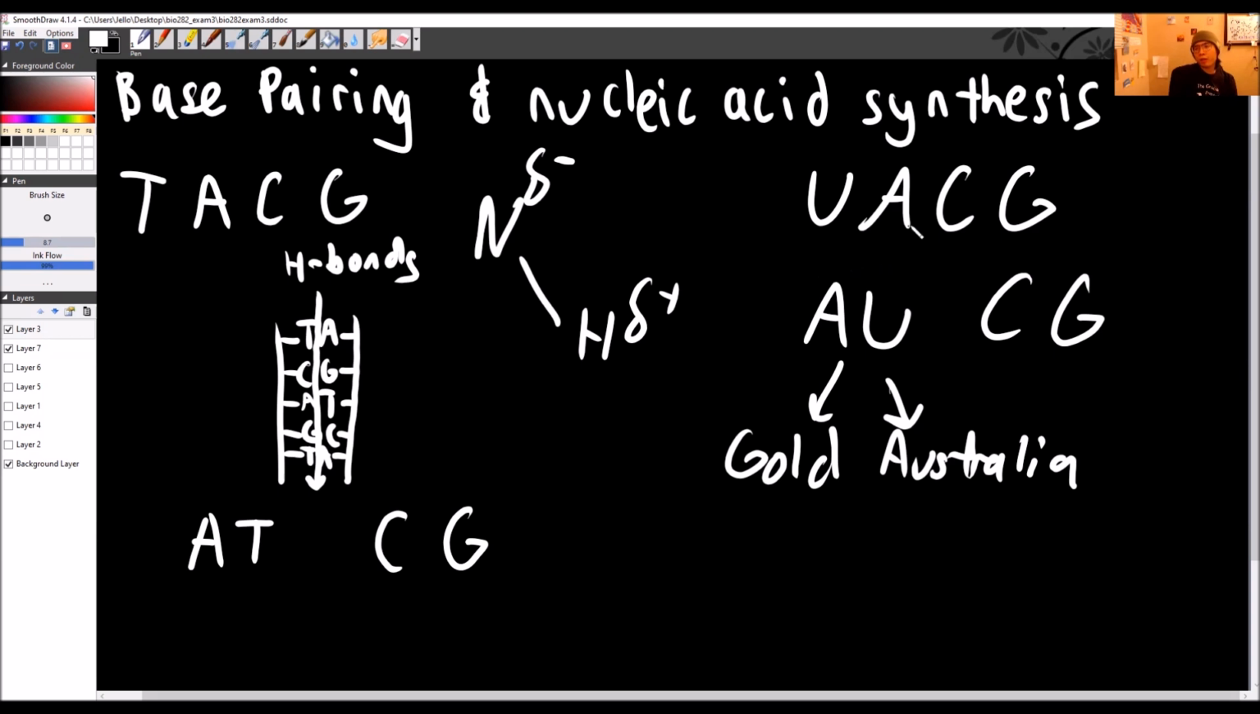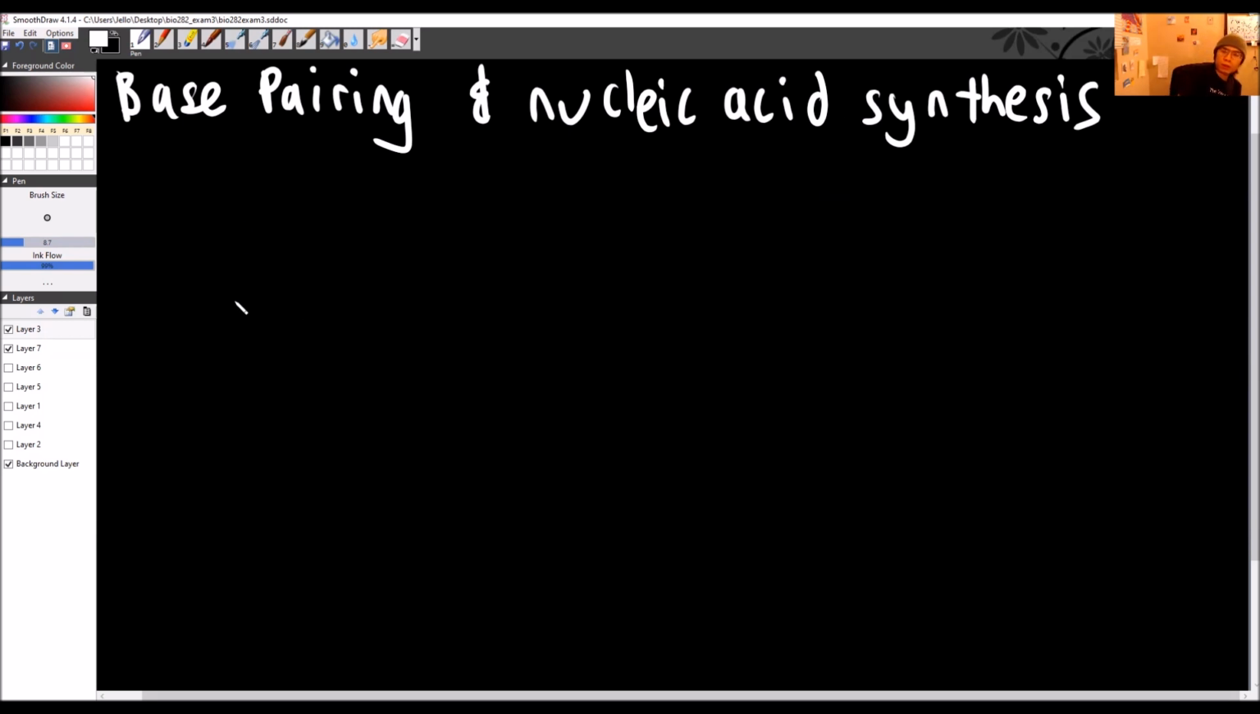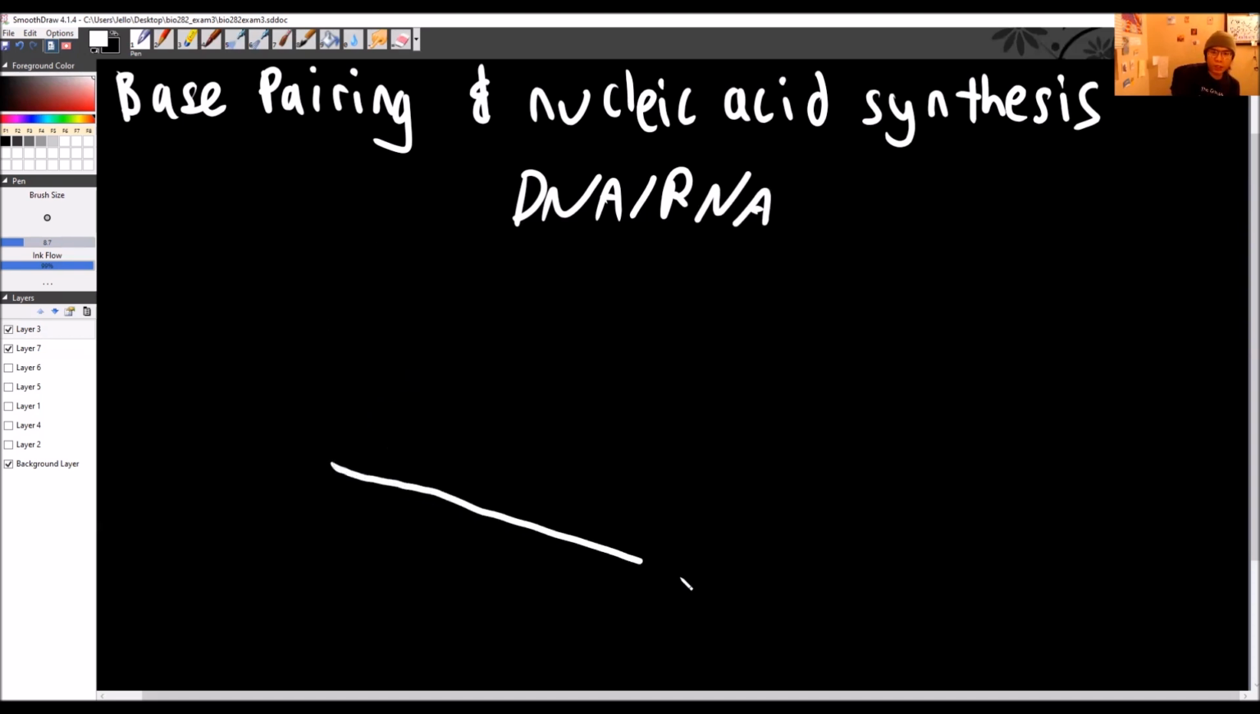Now, I kept saying over and over again that RNA is single-stranded, right? So what would be an instance when you actually pair them up? That would be when you are synthesizing the RNA. For the creation of a new nucleic acid, DNA or RNA, you need a template. So you have this strand of DNA. Let's say that there's an A over here, and there is a T over here, and there is a G over here, and a C over here, and there is a T over here.